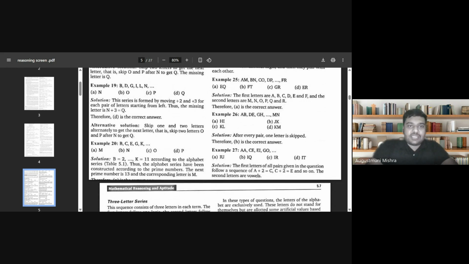Now we'll move to another question, skip 2 letters. That is an alternative solution. Now we'll move to another question, that is B, C, E, G, K. Again, what pattern do we have to observe? After B, C, they leave D. Then after E, F, they missed G, and then I, J, K.